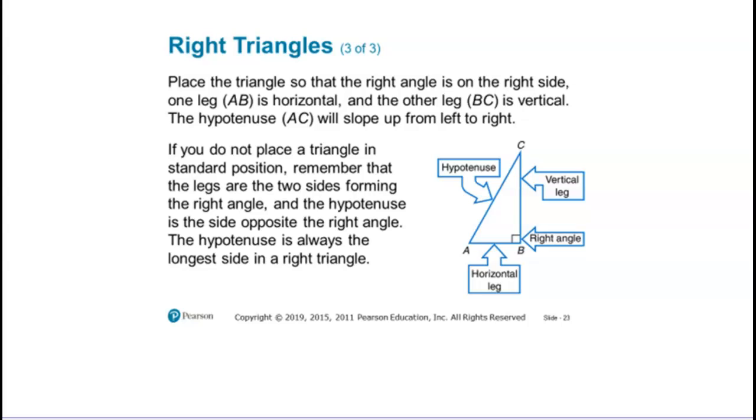And I think this slide says exactly what I was talking about, so you can go ahead and read this slide on your own. Again, the hypotenuse is opposite the 90-degree right angle that is to the lower right.